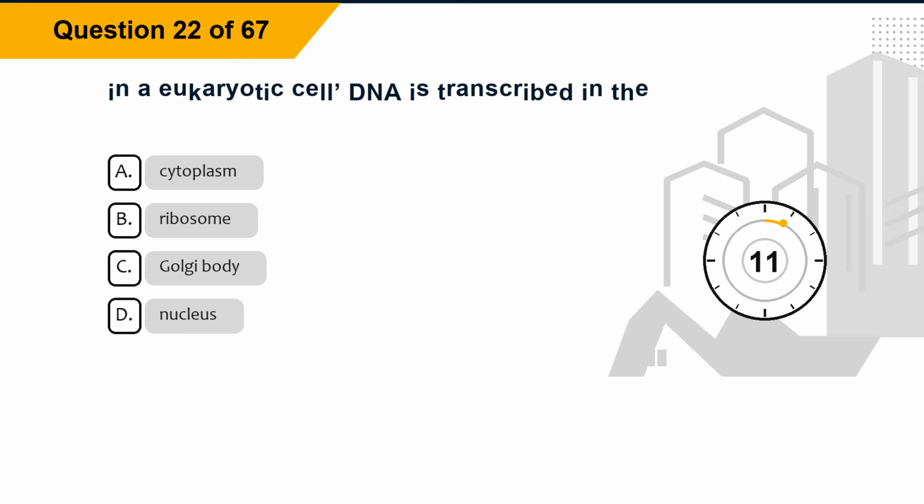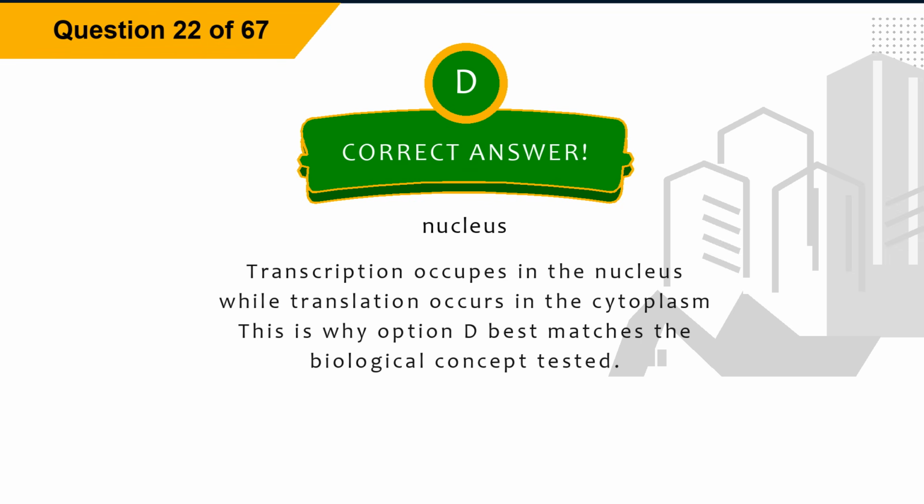Question 22. In a eukaryotic cell, DNA is transcribed in the: option A, cytoplasm. Option B, ribosome. Option C, Golgi body. Option D, nucleus. The correct answer is option D, nucleus. Explanation: transcription occurs in the nucleus while translation occurs in the cytoplasm. This is why option D best matches the biological concept tested.